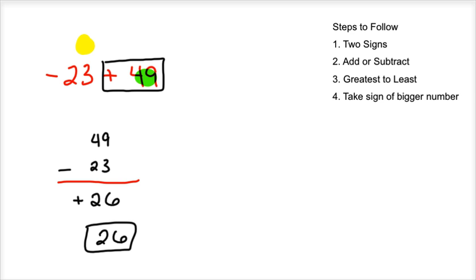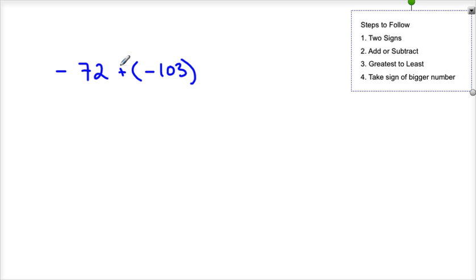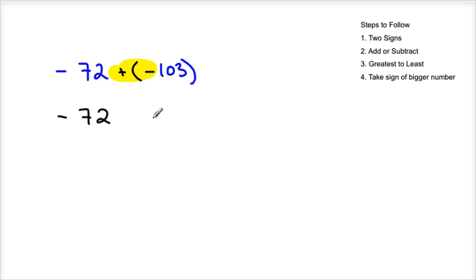Let's take a look at another one. Negative 72 plus negative 103. Do I have 2 signs? No. Okay, so right here in the middle, I have 1, 2, 3 signs because I have 2 signs in the middle. I don't want these 2 signs. So this is going to be what? Negative 72, is it plus 103 or minus 103? Remember, when you have these two signs here, it's like you want to multiply this. So if you multiply a positive times a negative, what do you get? Well, you get a negative. So this is going to be negative 72 minus 103.